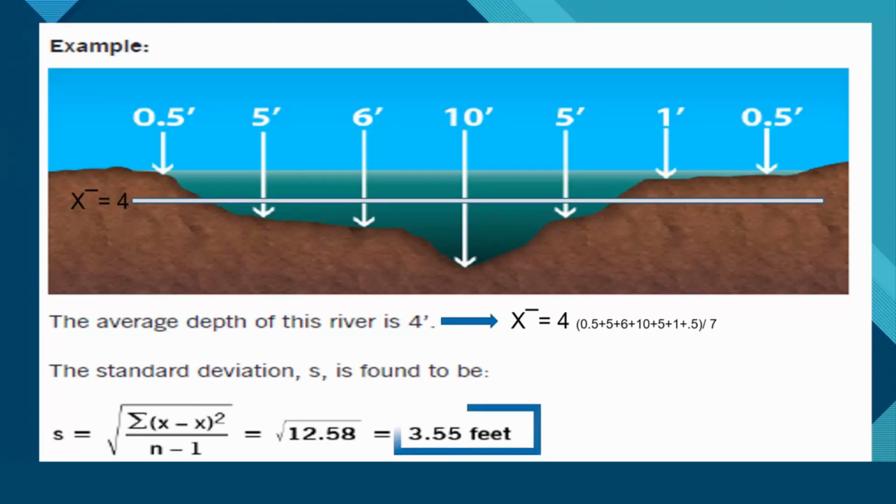So we could say here that in this example, we have 7 readings in our riverbank. They have an average depth of 4 feet, and the average variation is 3.55 feet. Now, if it was smaller, that would just mean that we'd have a flatter river. And if it was a larger number, like 50 or 60 feet, we would have a river with really large peaks and valleys.